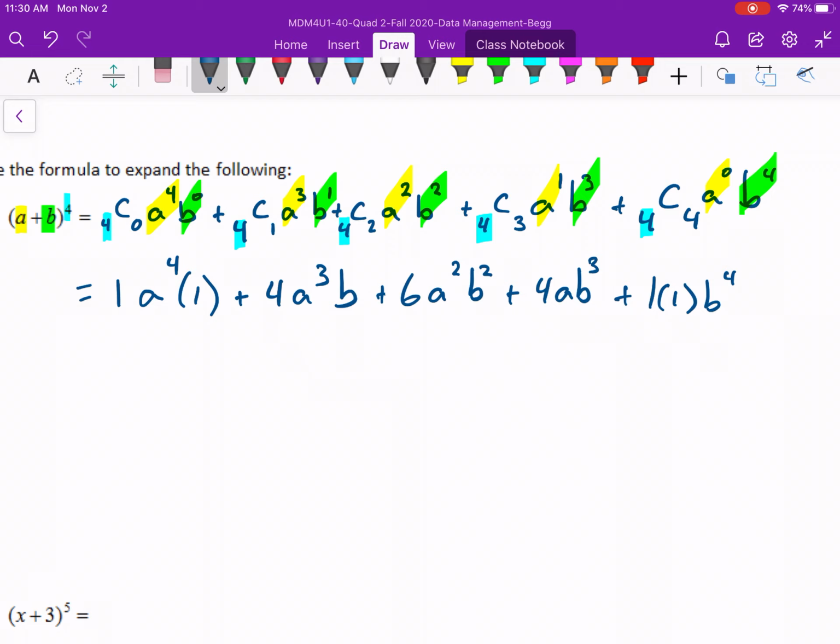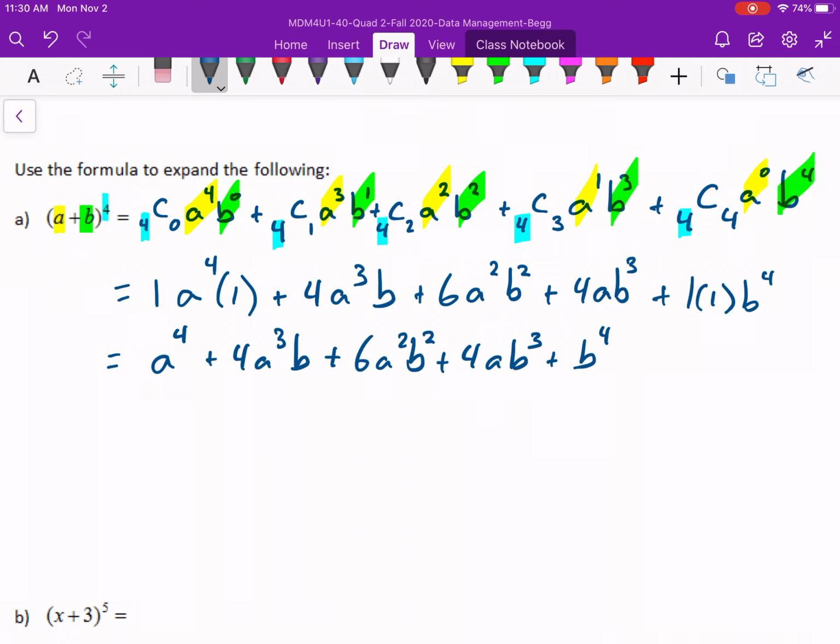I could have simplified it. I'll do a little bit more simplifying, which I could have done as I went along in this row I just wrote, but just to really finish off, I don't need the 1 out front, I don't need the 1 at the end, I can just write A to the 4. Second term, nothing to change. Same with the third term. Same with the fourth term. And then I don't need those 1s before the B to the 4 either. So that would be the binomial expansion of A plus B to the 4.